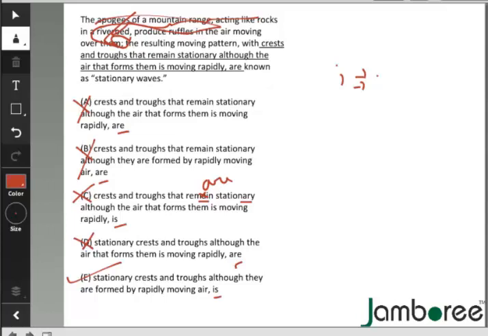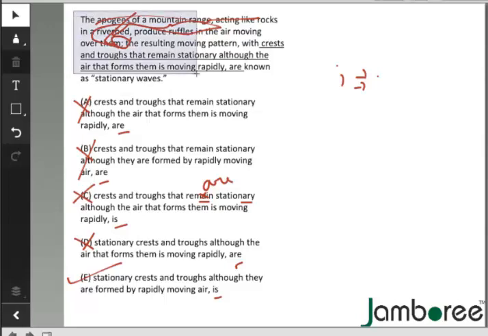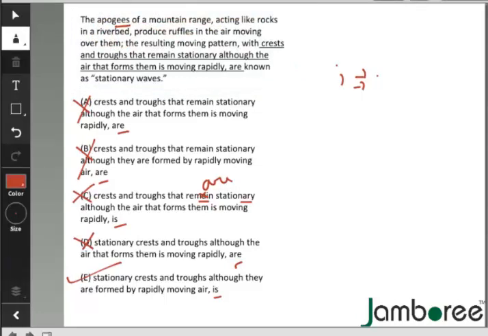And this is another GMAT trap. The fact that they have given you the apogees of a mountain range is so that they want people to go with R. They want people to go with R. So that's why they give this. But the trick is to totally ignore whatever comes before the semicolon.